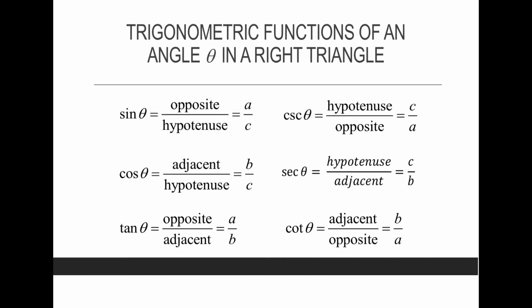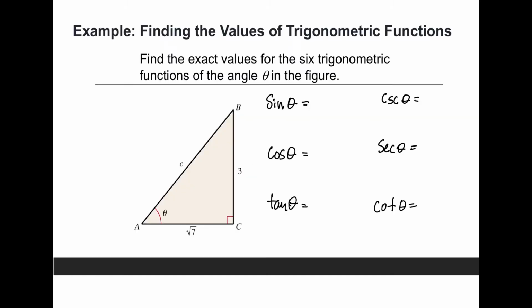All right. All of these are going to create ratios, which we can turn into decimals as well, but the ratios tend to be a little more interesting. So let's put this into practice. Here we have a right triangle, and I know 2 of the 3 sides. We know the adjacent side is square root of 7. The opposite side is 3, but we do not know the hypotenuse. But luckily, we have the Pythagorean theorem, so we can actually come up with that first.